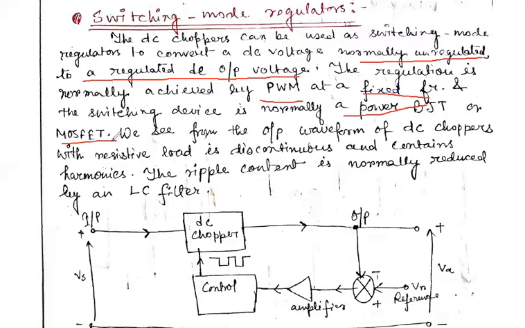Now, we see that the output waveform of a DC chopper with resistive load is discontinuous and contains harmonics, and the ripple content is normally reduced by using an LC filter. So by using an LC filter, we can eliminate the ripple content of the chopper circuit.